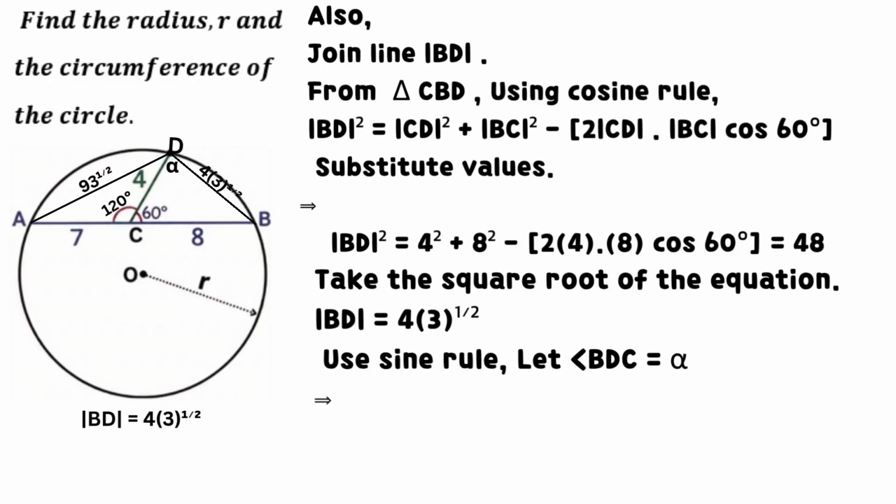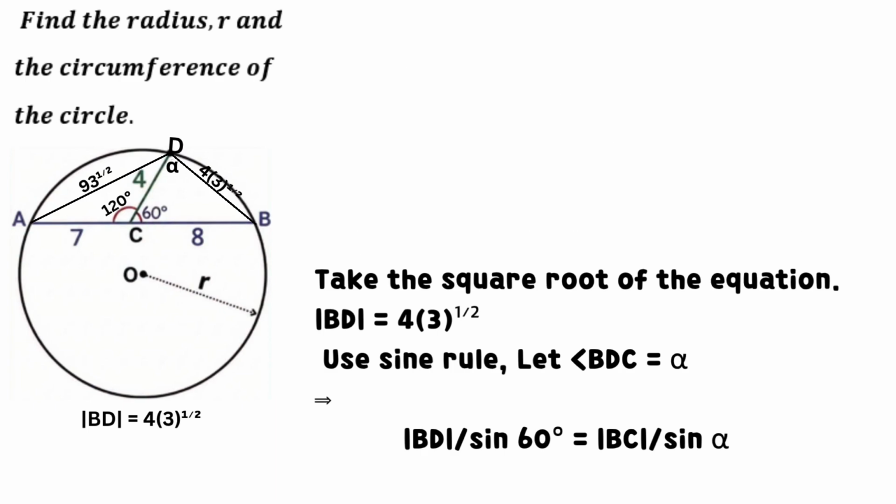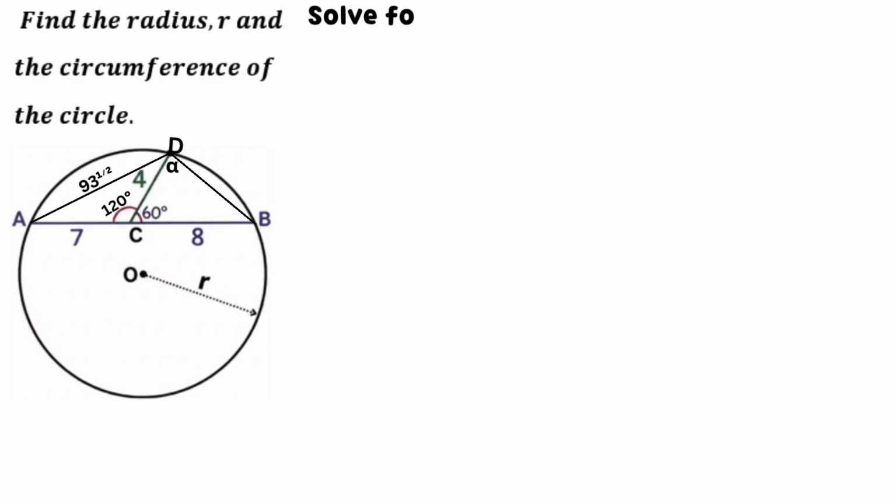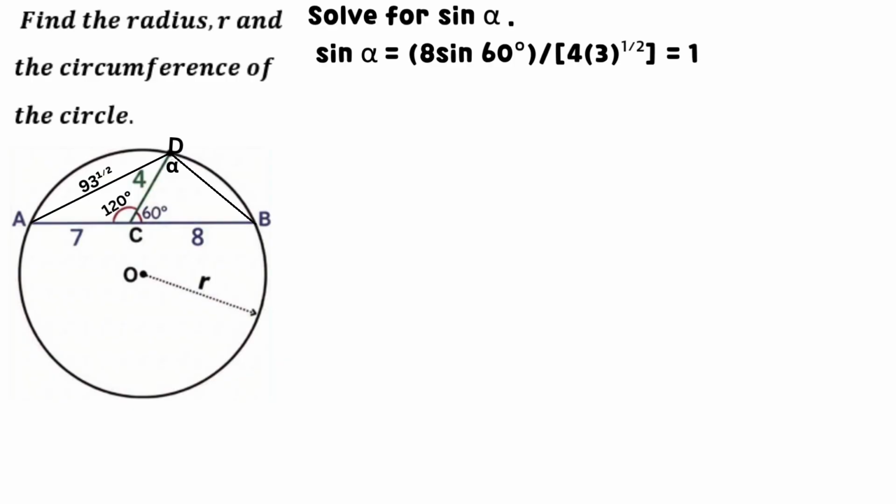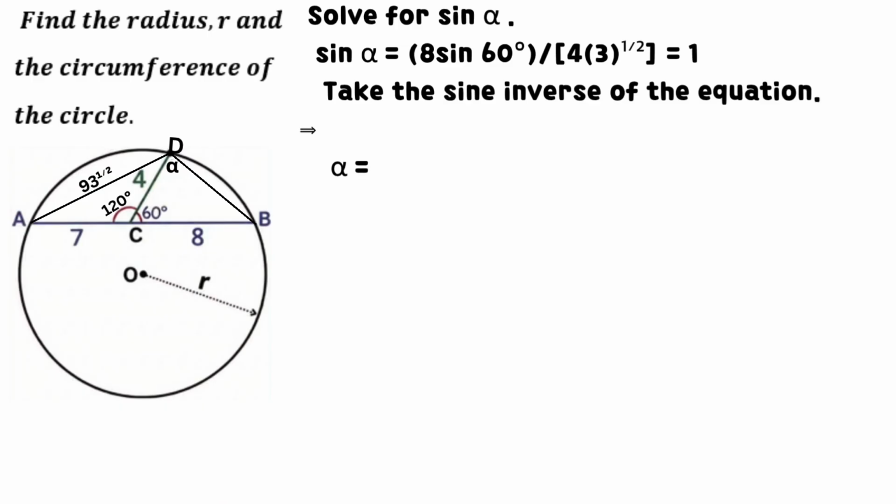Using sine rule, let angle BDC equal alpha. This implies that length BD divided by sine 60 degrees equals length BC divided by sine alpha. Solve for sine alpha. Sine alpha equals 8 times sine 60 degrees, all divided by 4 times the square root of 3, which equals 1.